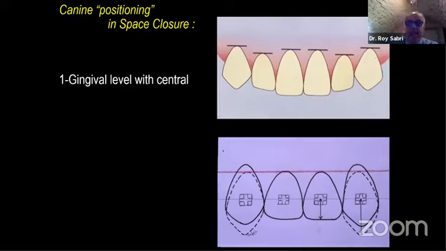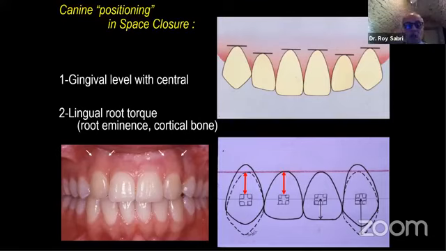Now, ideally, the lateral is a little bit, the gingival level is a little bit lower. So we have to position the canine. In fact, when you are going to bond your case, you're not going to bond your bracket according to the incisal edge like we do on a normal case, but you're going to bond your bracket according to the gingival level. So here you want the canine to be at least at the same gingival level as the central, or better, a little bit lower. Okay. Then you have to put a little bit of lingual root torque to avoid the cortical bone and to reduce the eminence.